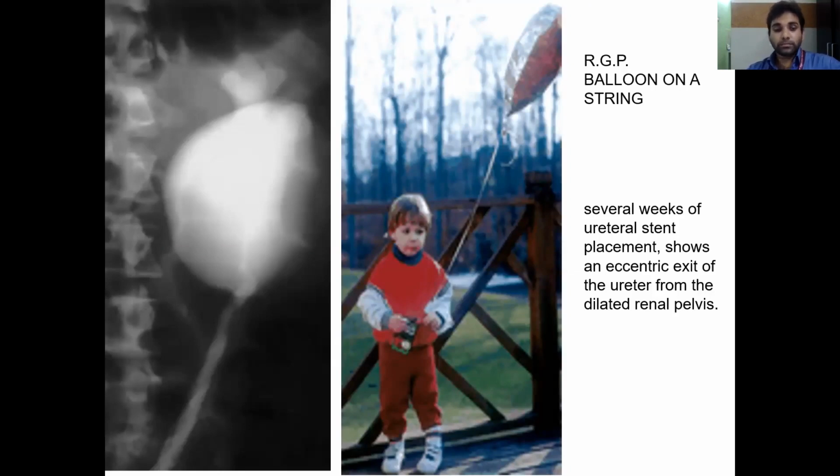See, the balloon on a string sign refers to the appearance of the ureter on an intravenous urography in uretero-pelvic junction obstruction. It is seen due to the high and eccentric point of the exit of the ureter from a dilated renal pelvis. The image shows the eccentric exit of the ureter from the dilated renal pelvis.